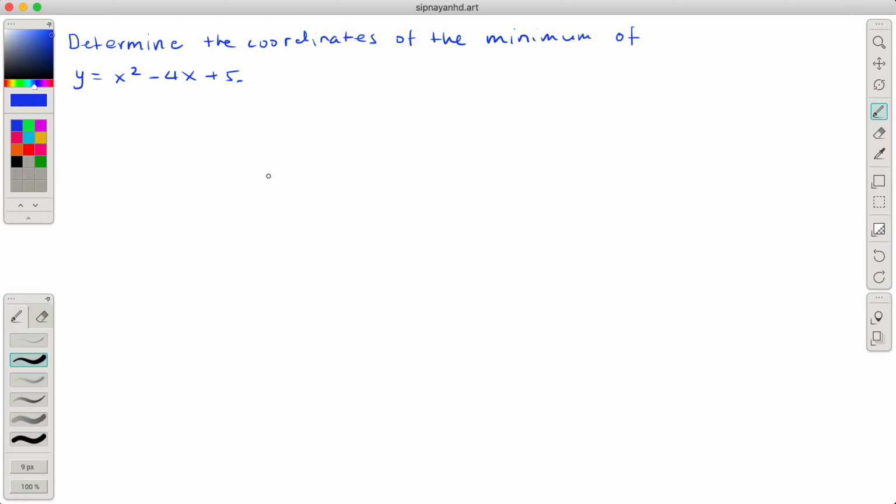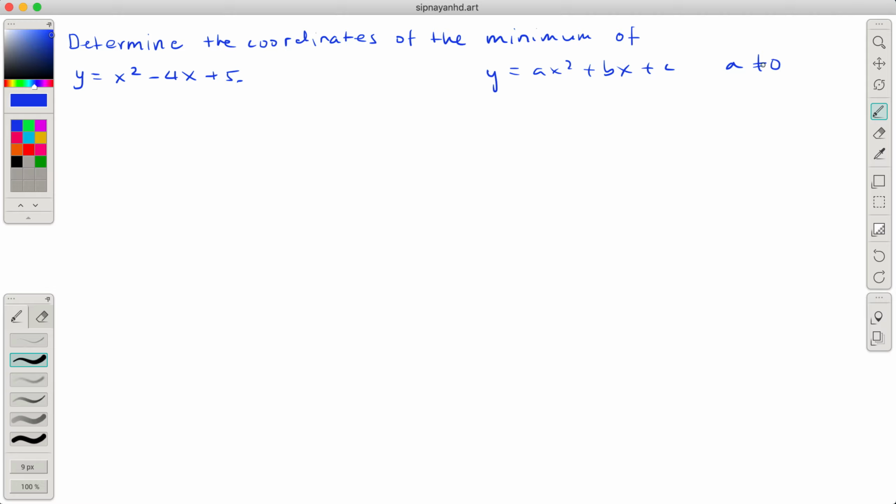So let's have this problem. Determine the coordinates of the minimum of y equals x squared minus 4x plus 5. So may minimum siya kasi ang a natin, di ba? Y equals ax squared plus bx plus c. Di ba yun yung ating quadratic function?